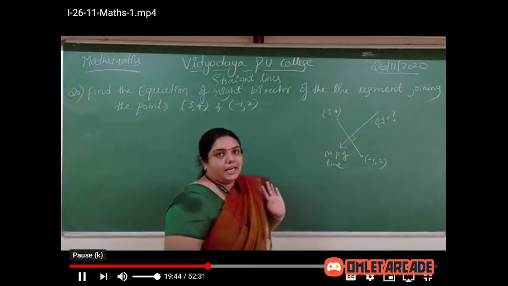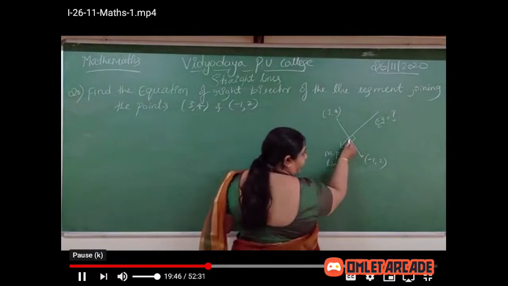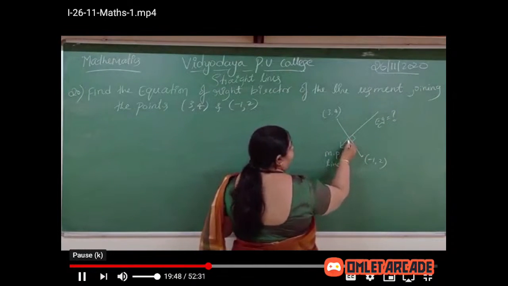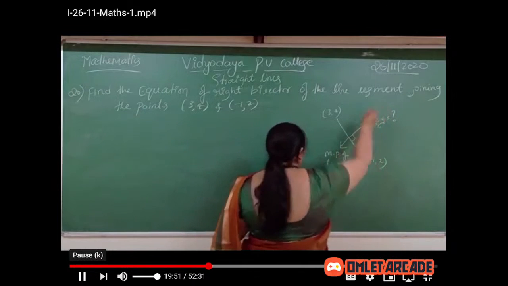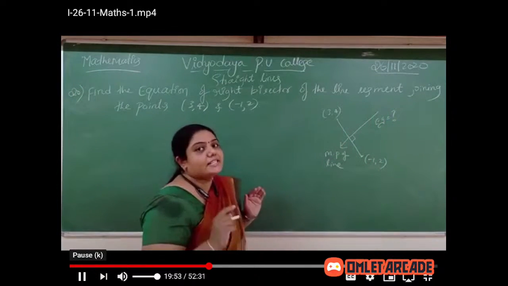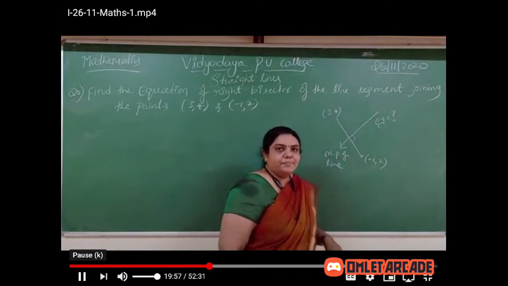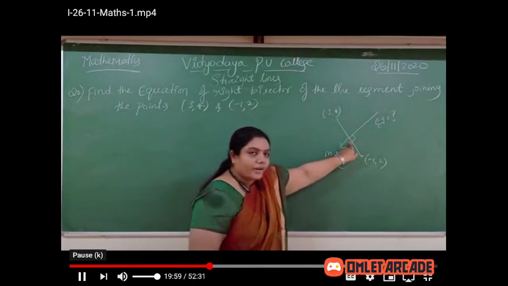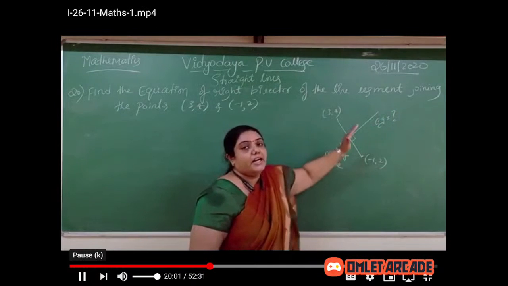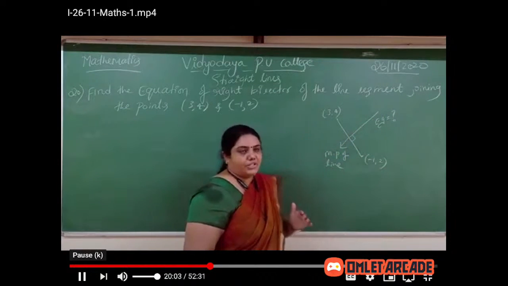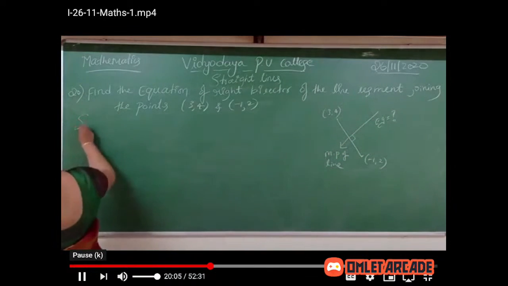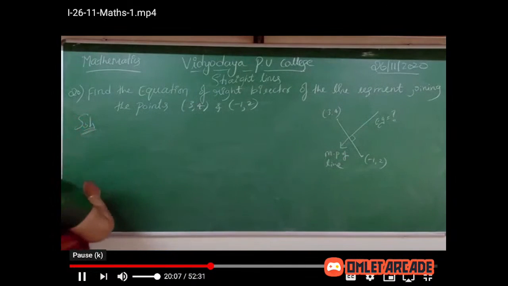So if you know the midpoint, because this point is on this line, and if you get the slope, then easily you can find the equation of this line, isn't it? First, let me find the point on the line. Next we'll find the slope. Later we'll find the equation. This is the procedure. Solution.